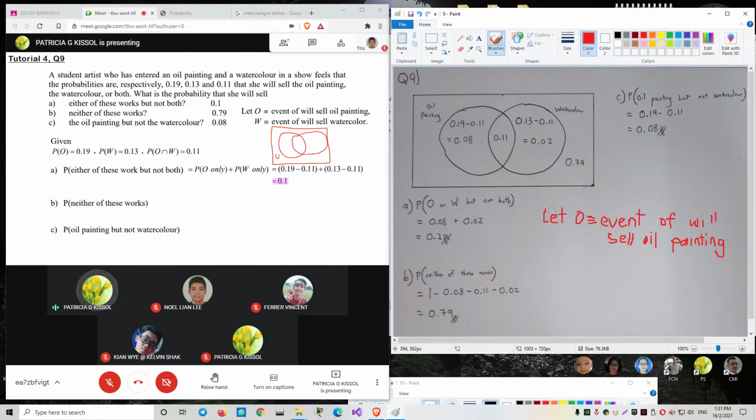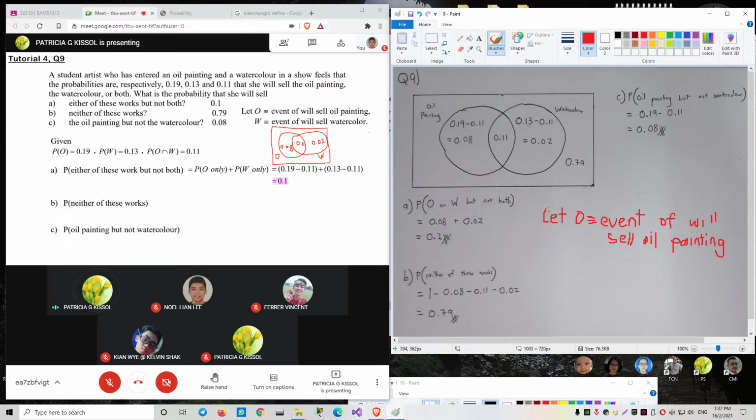So this is the oil, this is the watercolor. Sorry about my handwriting. So you have 0.11. Can you tell me, Noel, because I can't find my calculator now: 0.19 minus 0.11, what is the value here? 0.08. And here it would be 0.02.